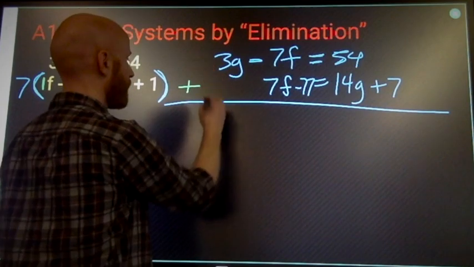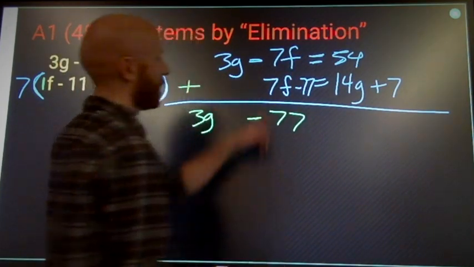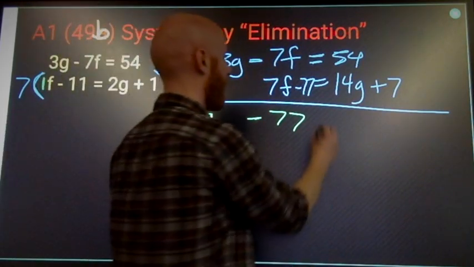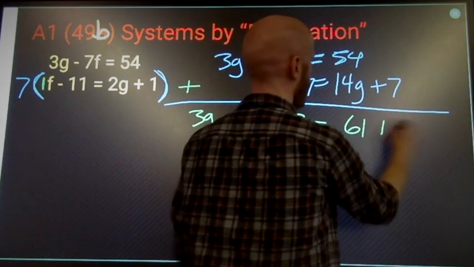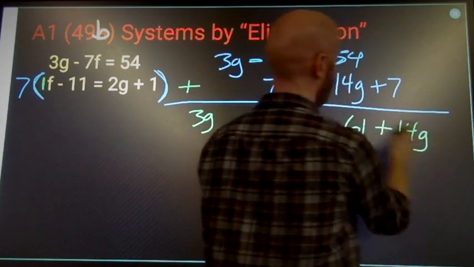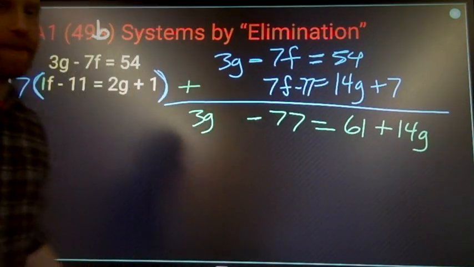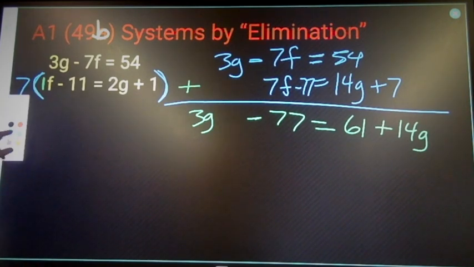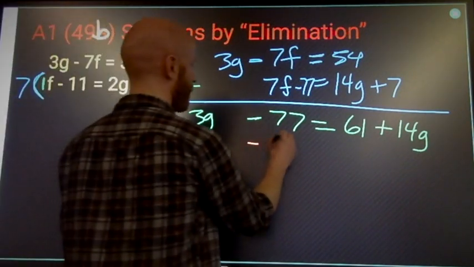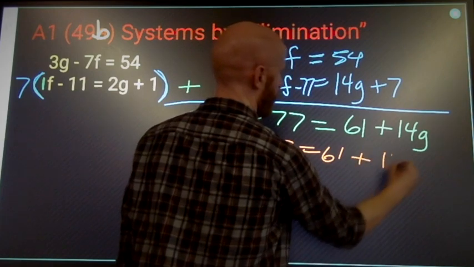Add these together. 3G's plus -77. All right, my 7F's are canceling out, equals 54 plus 7 is 61 plus 14 G's. And remember, I can't combine the G's with the regular numbers. All right, they're not like terms. Solving this, let me subtract 3 G's from both sides. We'll have -77 equals 61 plus 11 G's.